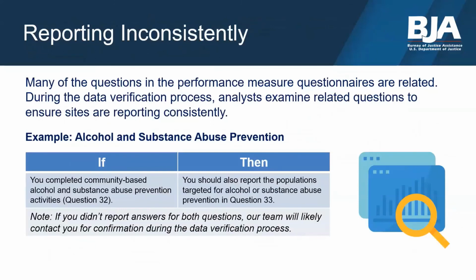Here is an example from one of BJA's tribal programs' performance measure questionnaires. If you report completing community-based alcohol and substance abuse prevention activities, you should also report the populations targeted to benefit from alcohol and substance abuse prevention in the next question.